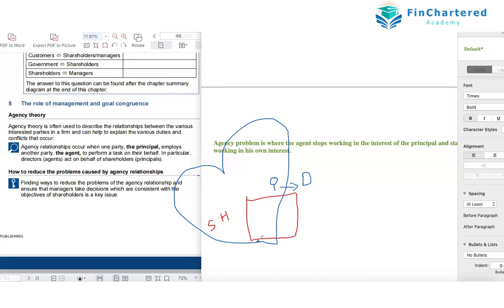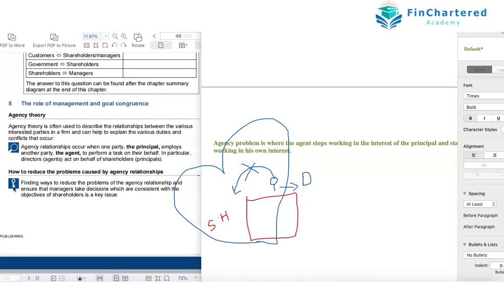the agent is the who? Who is the agent? Director, yes. And the principal is the shareholder. So the director is supposed to work in the best interest of the shareholder. But when that stops and the director starts working in his own interest, that problem is the agency problem.